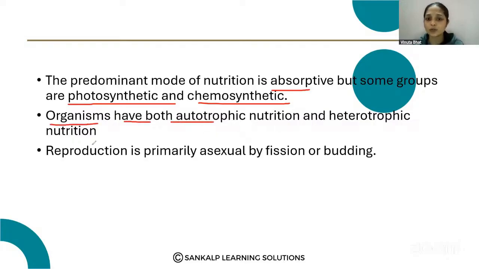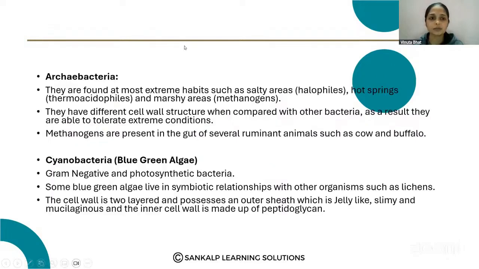Organisms have both autotrophic nutrition and heterotrophic nutrition. So these two types of nutrition we can observe in these organisms, and reproduction is primarily asexual by fission or budding. So the type of reproduction that takes place is the fission or the budding type of reproduction.